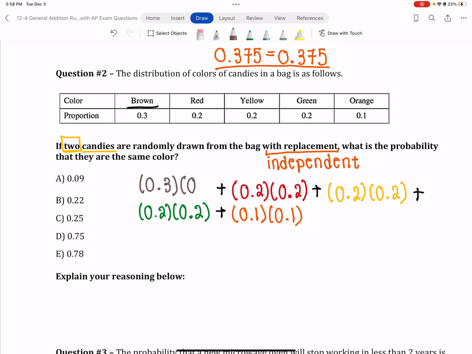All right, when we multiply all of this out and add them, we end up with an answer of 0.22, which gives us answer choice B.